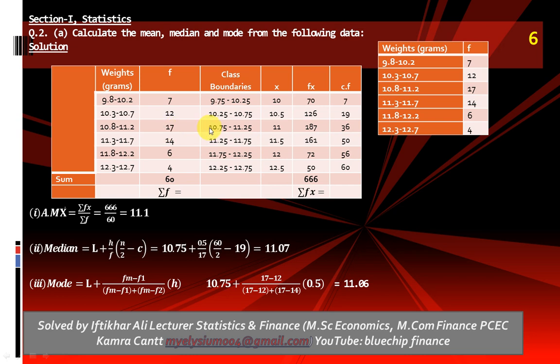So L is 10.75, fm or maximum frequency is 17, f1 is 12, and f2 is 14. And multiply by h, that we already learned is the difference of x values, so that is 0.5. So after solving this, mode will be 11.06.